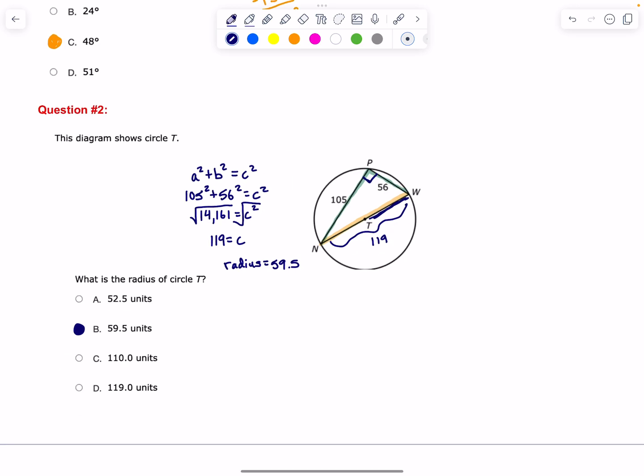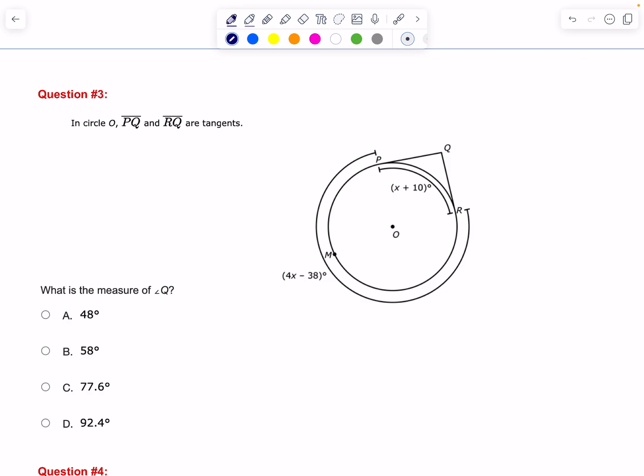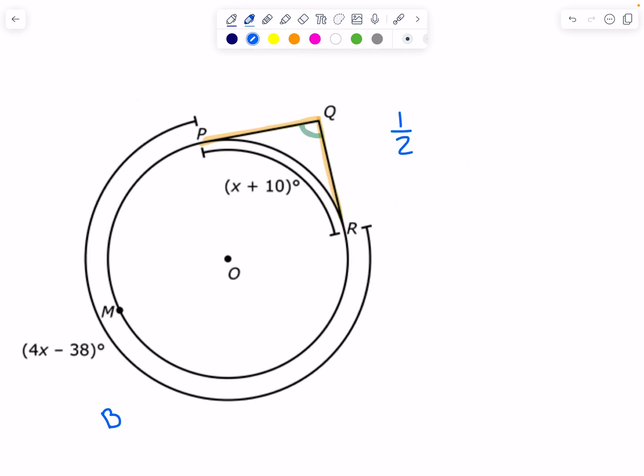All right, so let's take a look at the next question. It says in circle O, PQ and RQ are tangents. That's important because that helps us know that our theorem about tangents would apply here. And our theorem is the angle that sits outside the circle, like angle Q, which is what they're asking us to find. They said, what's the measure of that angle? It will be equal to half of the big arc minus the little arc. So this is definitely the big arc out here. This big arc. So half of the big arc minus the little arc.